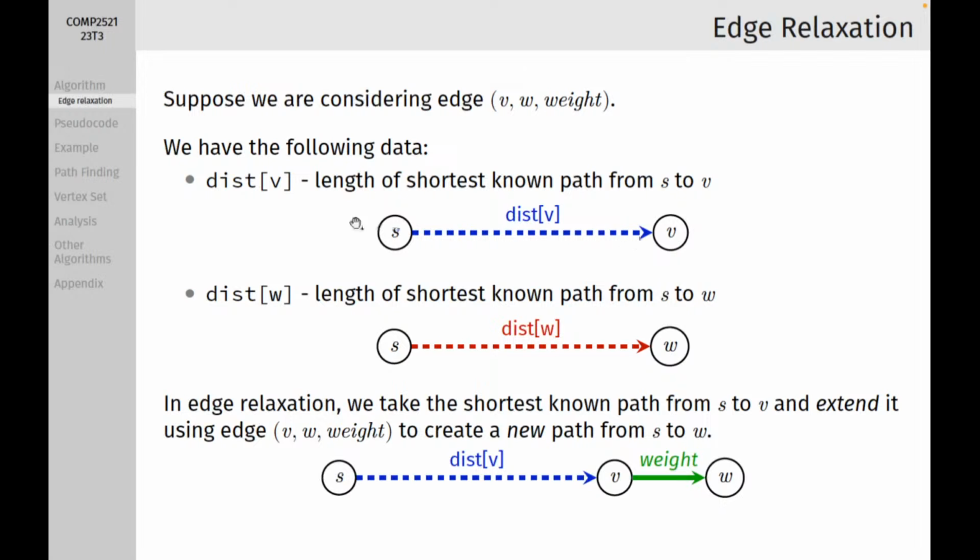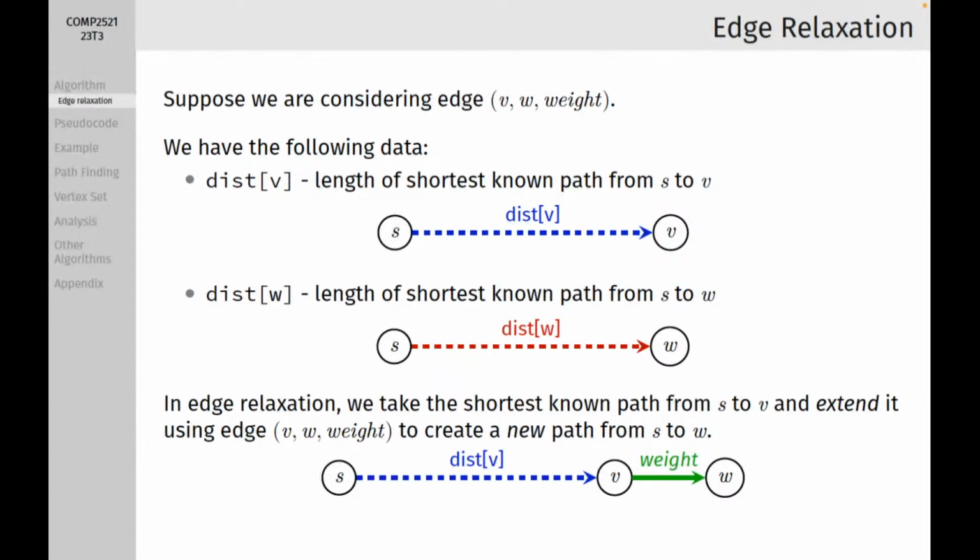So we know the length of the shortest path from S to V and from S to W. When we perform edge relaxation, we take the shortest path from S to V, the shortest path found so far, and we extend it using the edge that we're currently considering. We extend it using the edge from V to W, and this creates a new path from S to W. As you can see here, this is the path from S to V. We're adding on this extra edge, and that creates a new path from S to W.